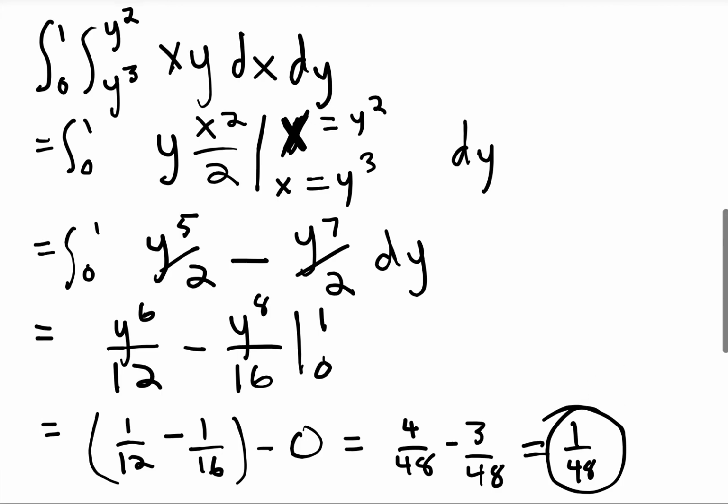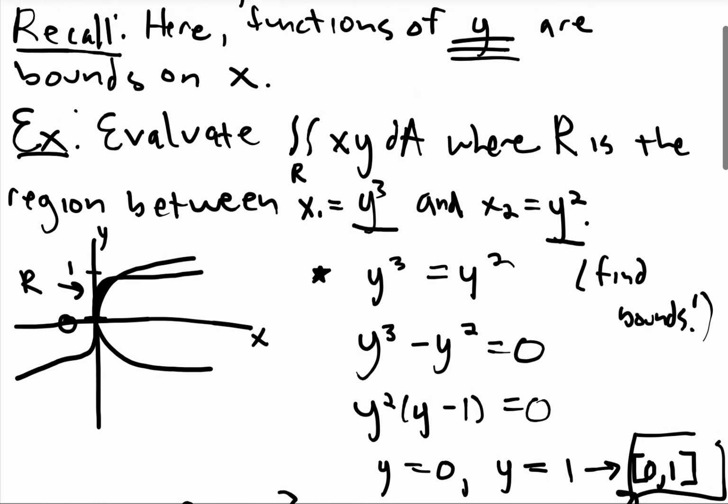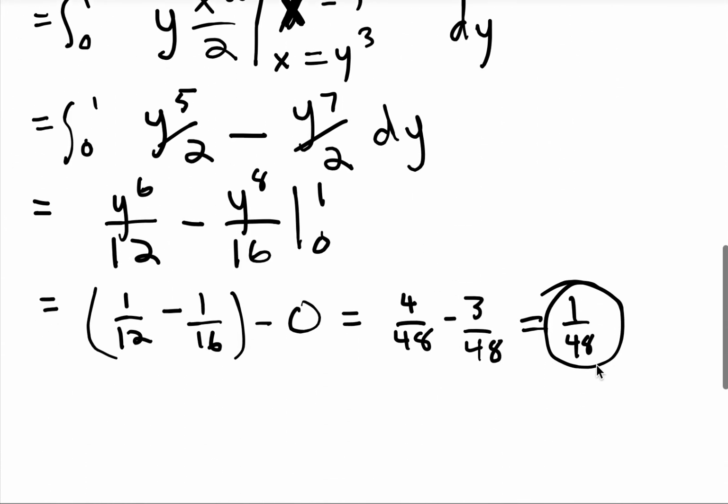So the final result for this problem, based on this setup, my signed area of the function z equals xy over this region, between the cubic function and this square function, end result, we got more positive area than we may have had negative area.